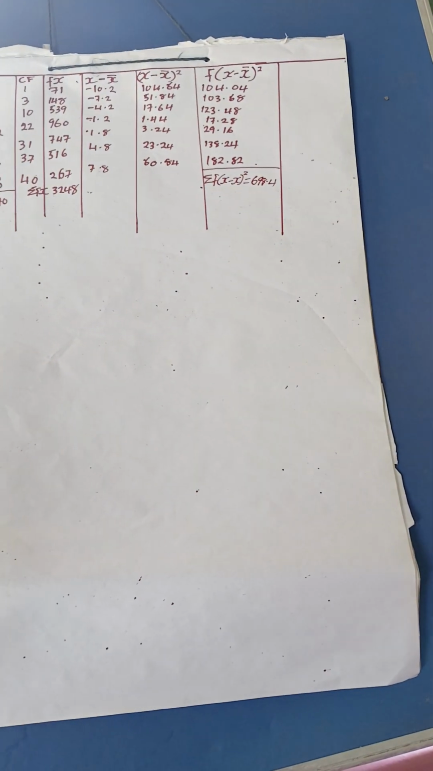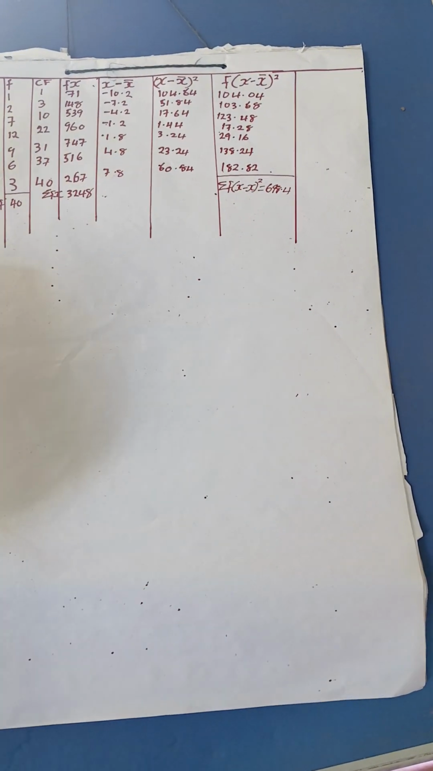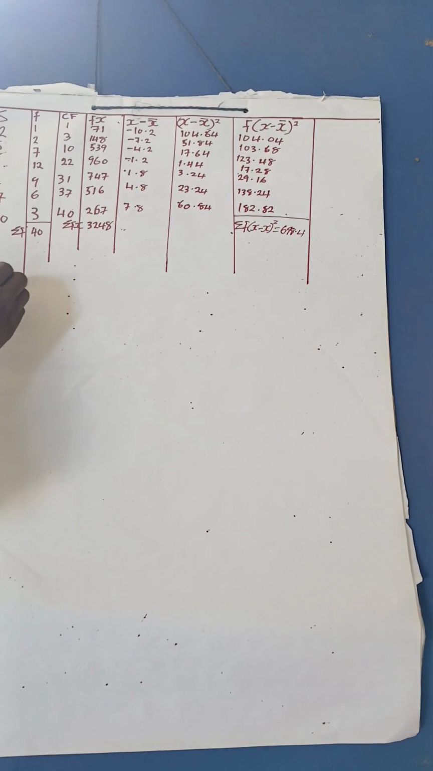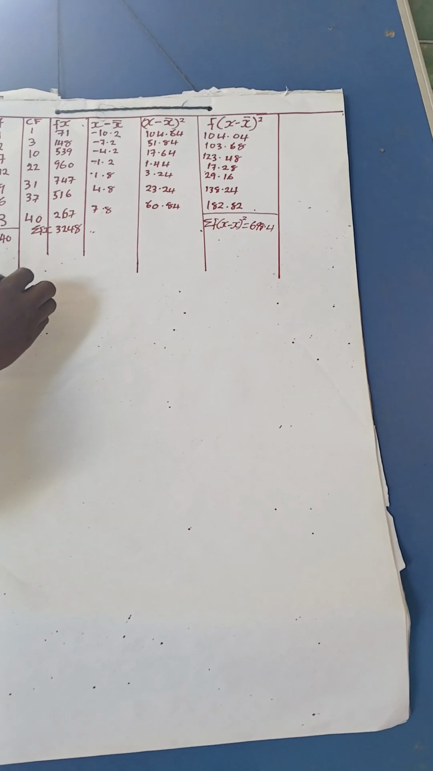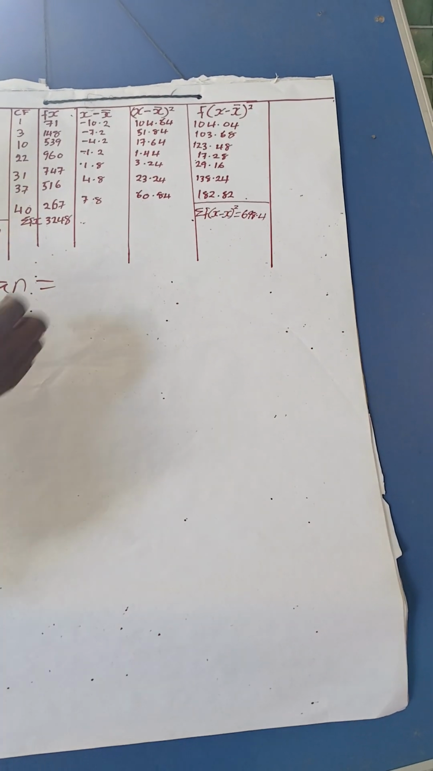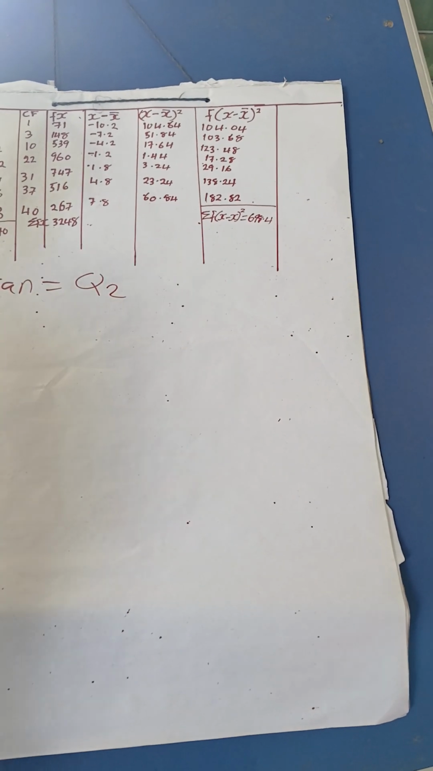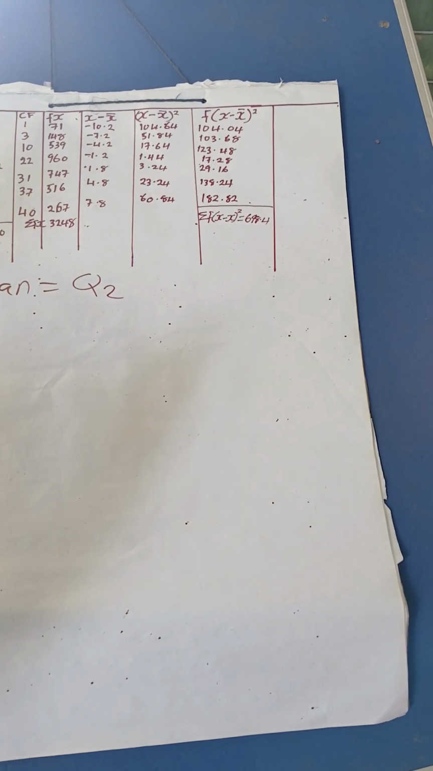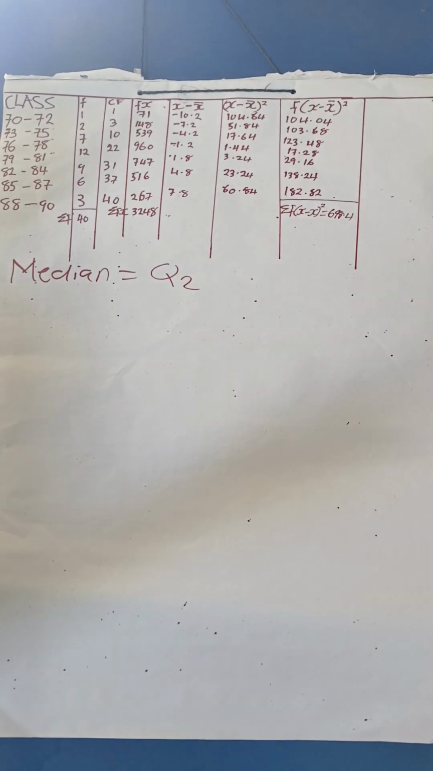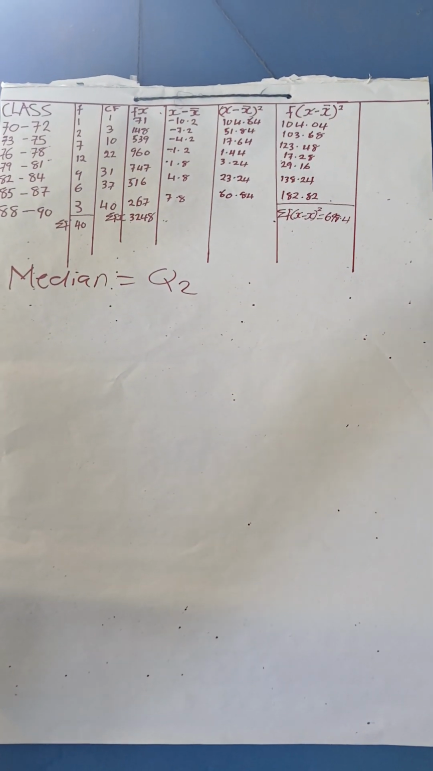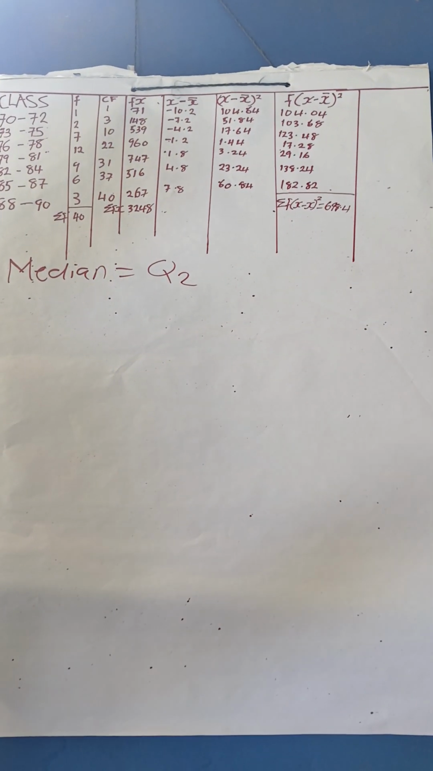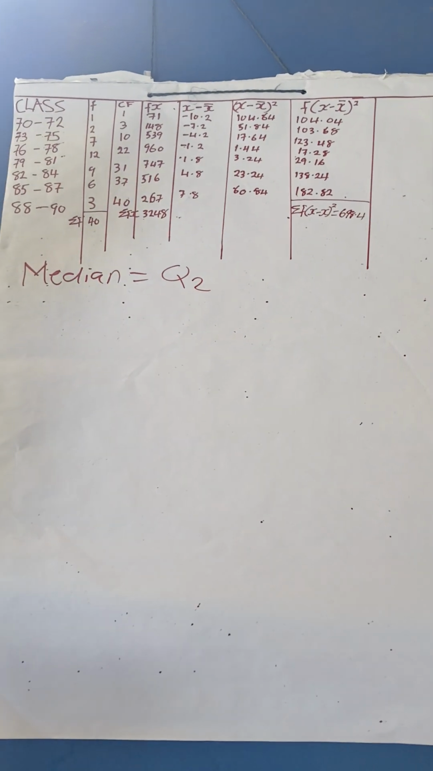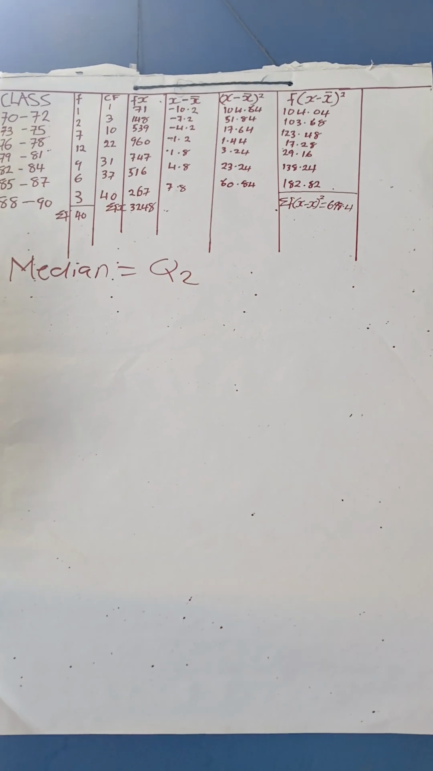Good. So median, as you know, we will always be referring to it as Q2, meaning you are dividing your data into 2 equal parts. Now this is the median for grouped data. I will upload another video for grouped data, and I will show you how we find the median. But this is the median for ungrouped data.